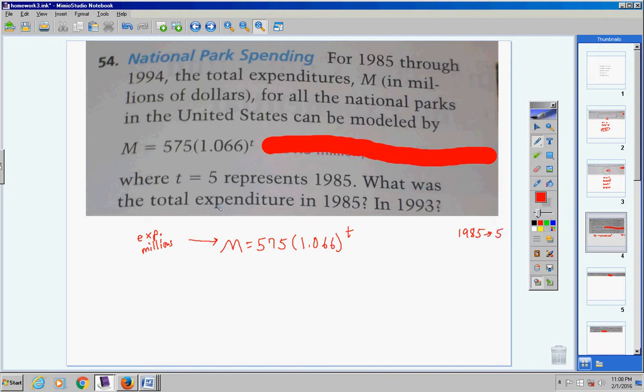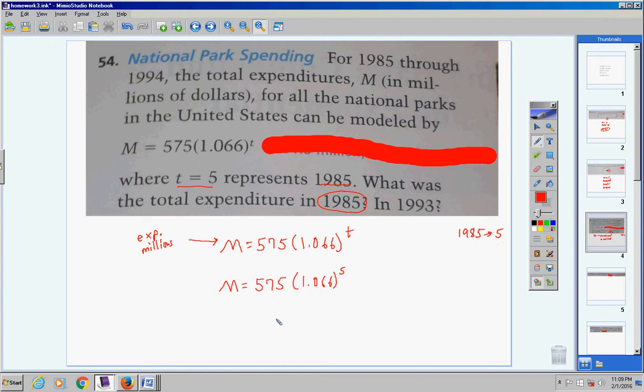What was the total expenditures in 1985? So we're looking for M. We're trying to find M, okay? And we're trying to find M in what year? 1985. What do we put in for t? It says right here t equals 5 represents 1985. So what do I put in for t right here? Well, 5. 5 represents 1985, so 1.066 to the fifth power.